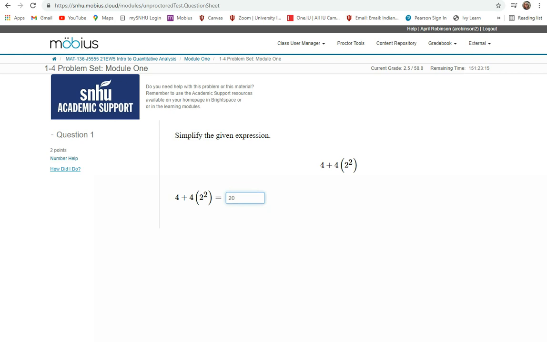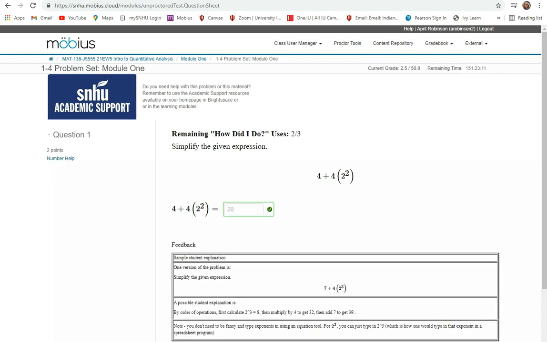And of course, I'll go back to Mobius and I will type in a 20 and then come over here to the how did it do and click on that, and I should get a green box. Yes, I did. Woohoo! And there you go. And then here's where they were talking about where this is an example of how you could write it out and give an explanation.